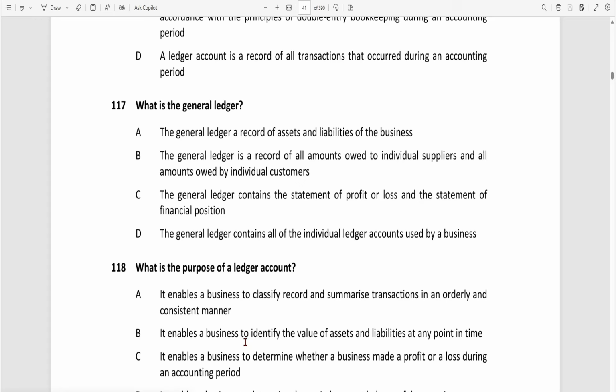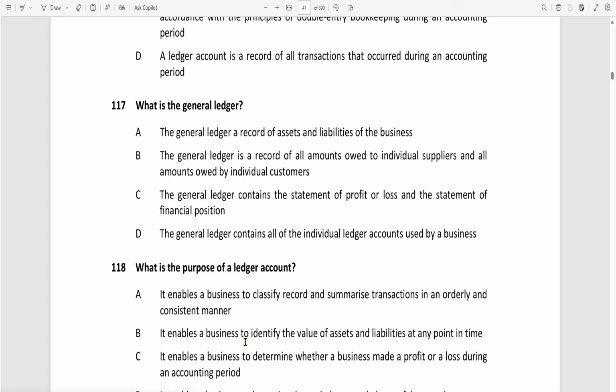Moving to option D. D says the general ledger contains all the individual ledger accounts used by the business. Exactly. This is the definition of the general ledger. We can say that it is a central repository where all financial transactions of the business are recorded. It will include the individual accounts such as assets, income, expense, liability, equity. Each account in the general ledger is updated through the double entry bookkeeping system, where every transaction affects at least two accounts.